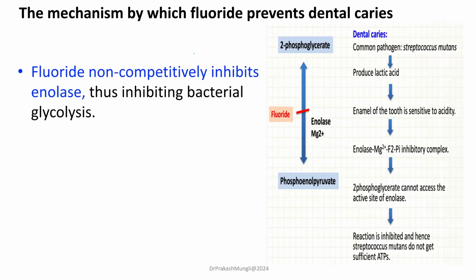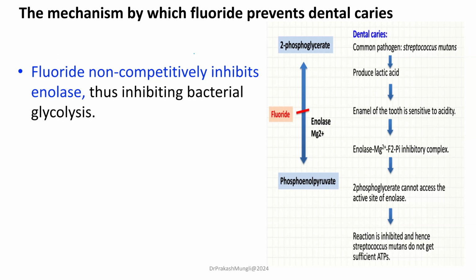If you inhibit the Enolase enzyme, especially the bacterial Enolase enzyme, because bacteria present in our mouth are predominantly anaerobic. Anaerobic in the sense they conduct glycolysis in the absence of oxygen. They conduct anaerobic glycolysis. So what will be the product of anaerobic glycolysis? Lactate. So they make lactate.